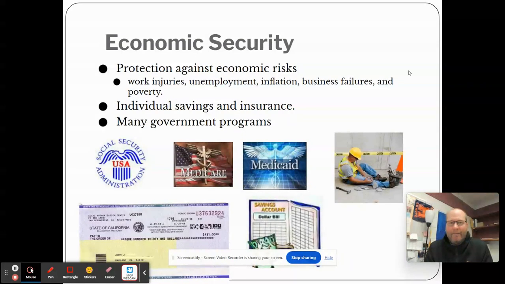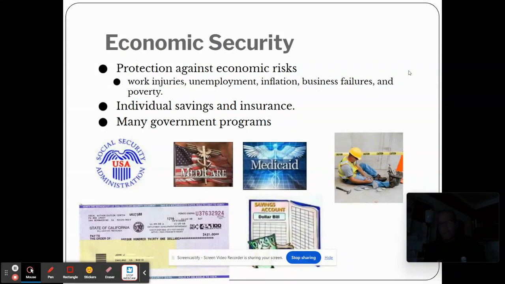Then we've got economic security. So protection against economic risks: work injuries, unemployment, inflation, business failures, and poverty. We have a lot of those things in the United States. It's called workers' comp.